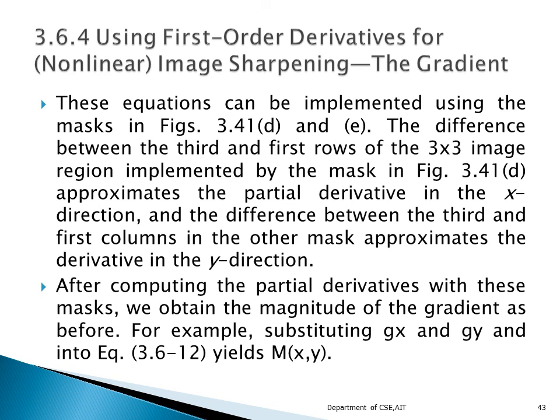After computing the partial derivatives for these masks, we obtain the magnitude of the gradient as before in the equation. The gx and gy are substituted and it is going to give M of x,y, that is the magnitude at x comma y. In this way, when we derive it, this is called the Sobel operators.